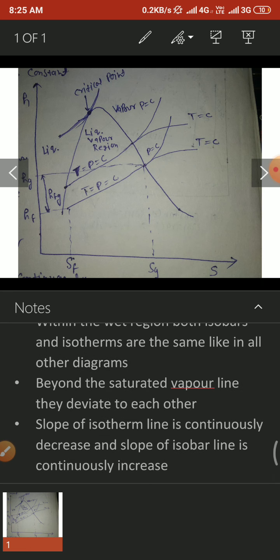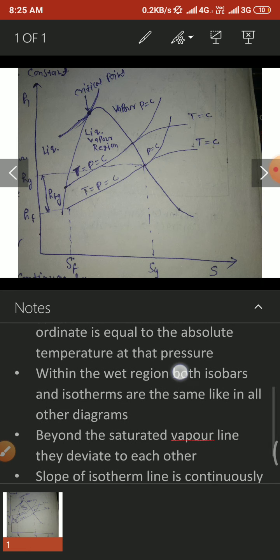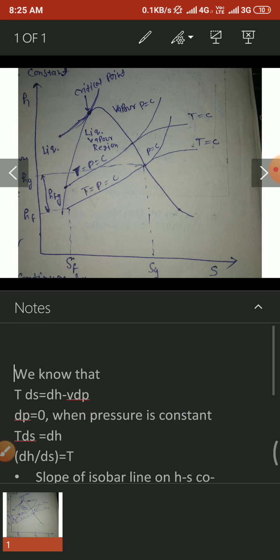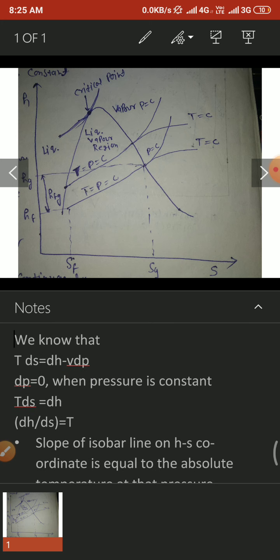So this is all about Mollier chart diagram, which you have to write in SSC Mechanical Engineering paper 2. This is sufficient content for that.